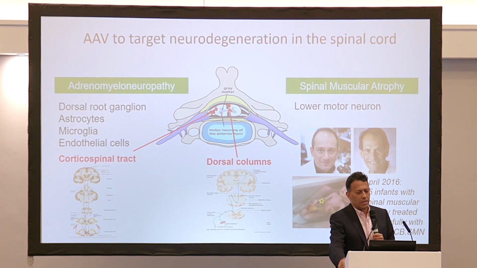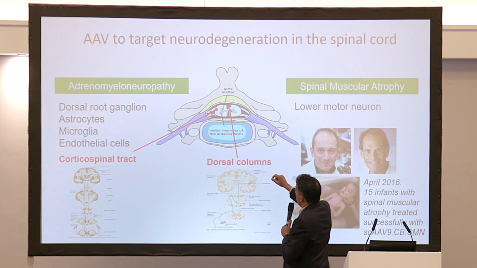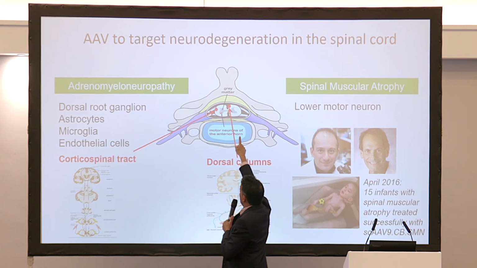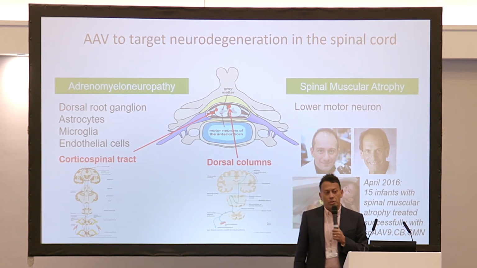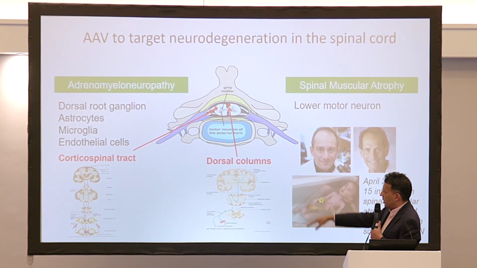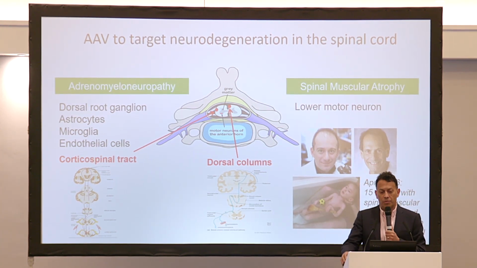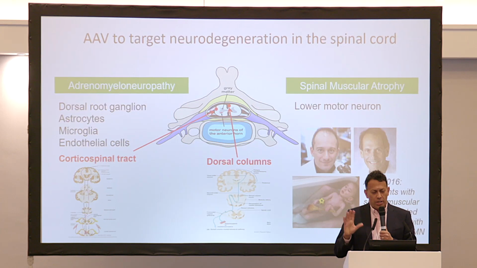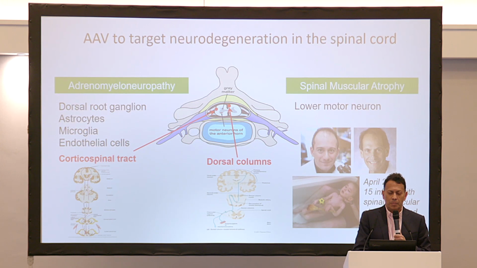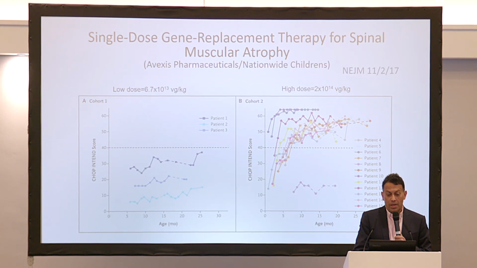The reason is that the lower motor neuron is also a spinal cord target and sits right here in the spinal cord adjacent to the structures that are affected in adrenomyeloneuropathy. So in adrenomyeloneuropathy, as I mentioned before, it's the corticospinal tract that brings information down to the muscles, and dorsal columns that brings information up from the periphery to the brain. And these tracts sit right next to that lower motor neuron affected in SMA. So the thinking was, if this works for SMA, maybe we can do something similar for AMN.